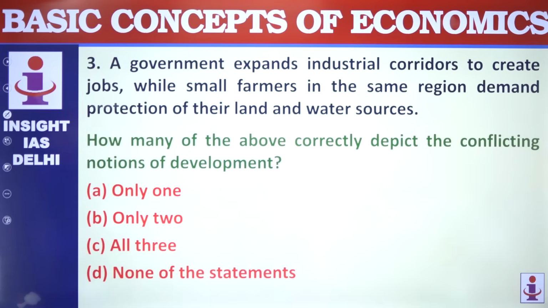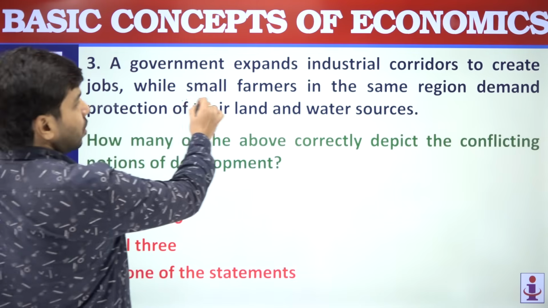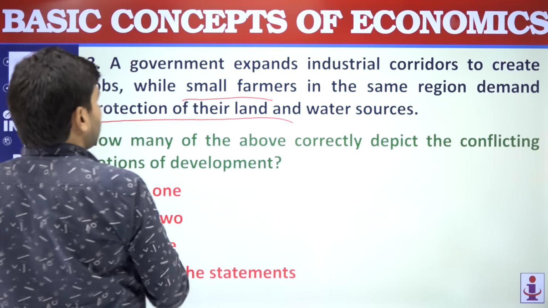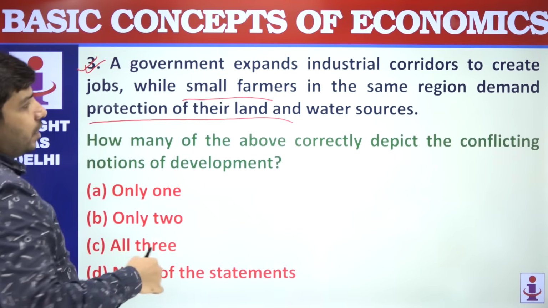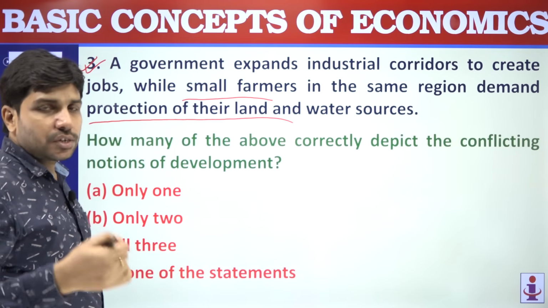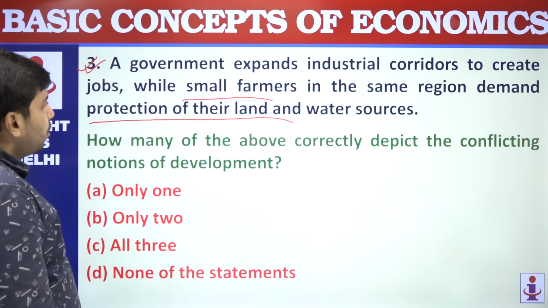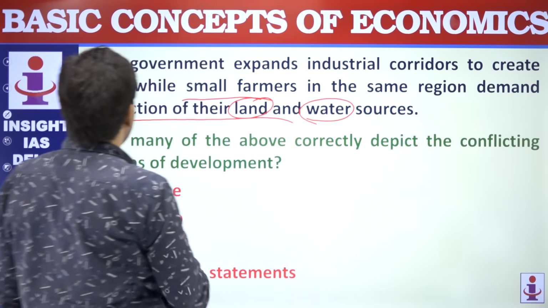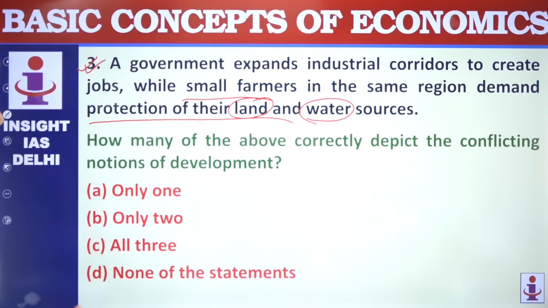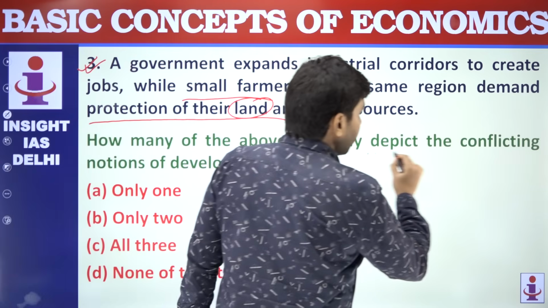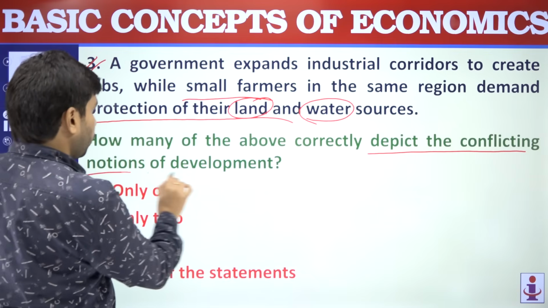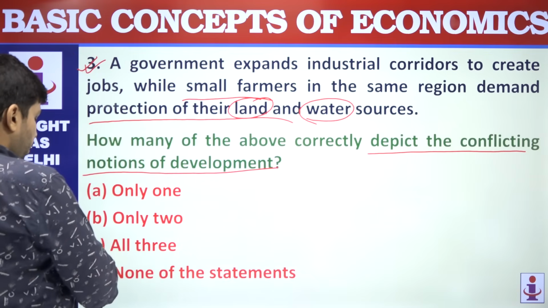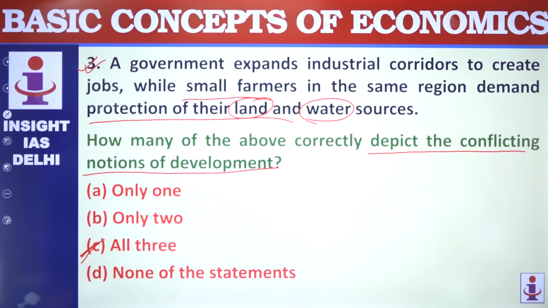Then a government expands industrial corridors to create jobs while small farmers demand protection of their land and water resources. Yes, the government is considering expanding the industrial corridor as a part of development, but farmers are more concerned about their land and water sources. So this is also correct. How many of the above correctly depict the conflicting notions of development? Conflicting notions of development, all three. Option C is your correct answer.